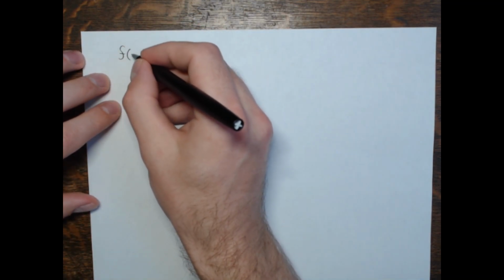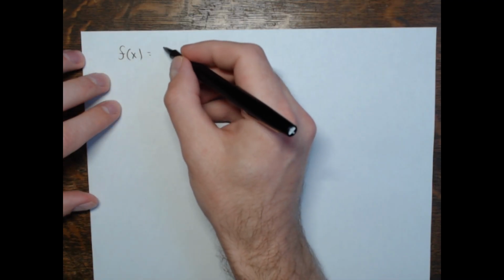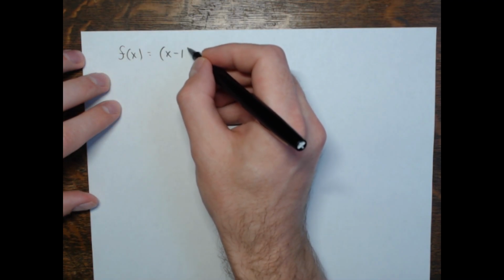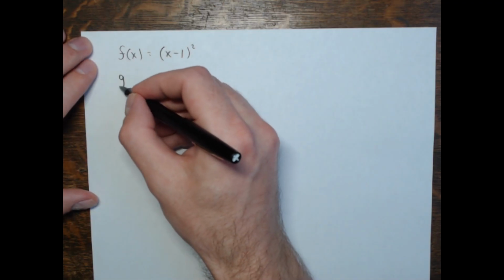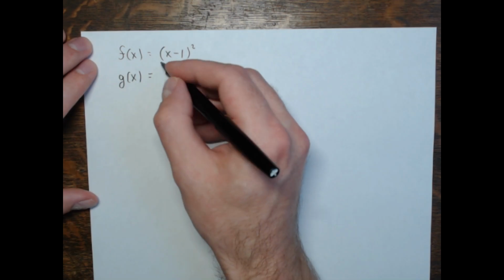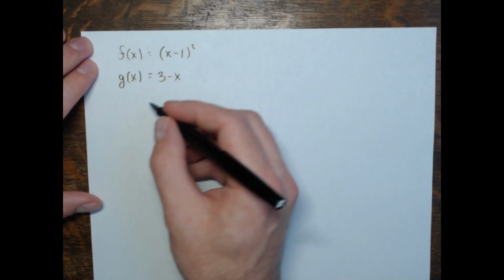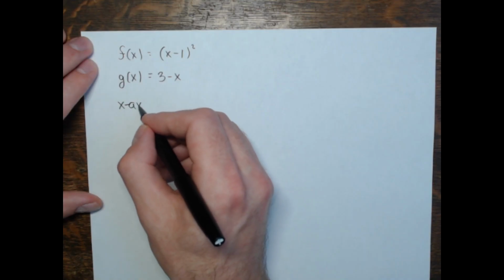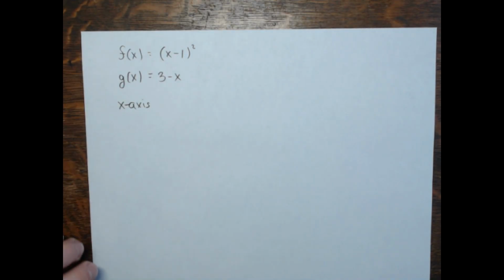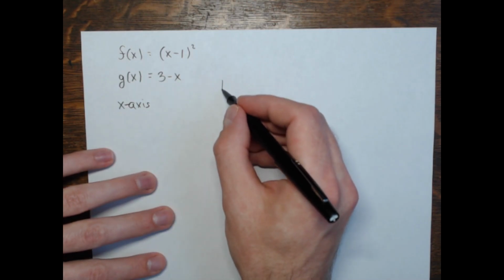So again, F is this quadratic. G is a line, 3 minus x. And they said the x-axis is going to be the below curve, bounded below. So let's draw these, right?